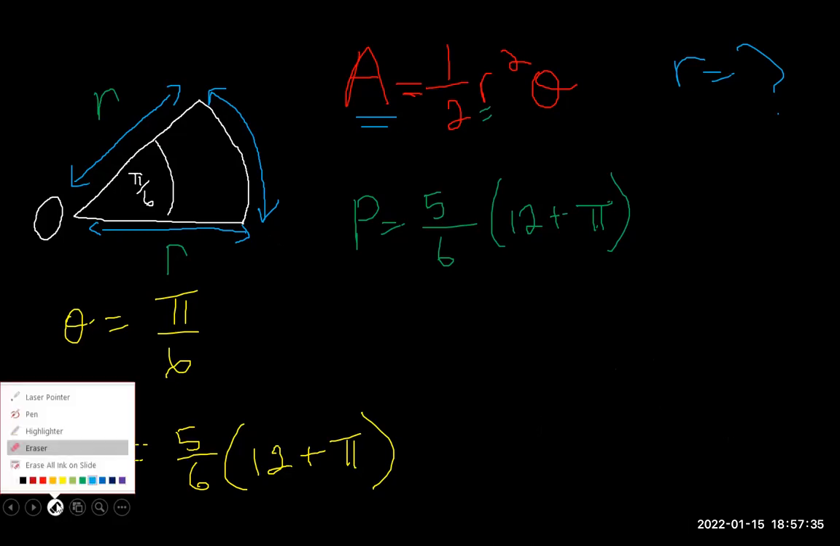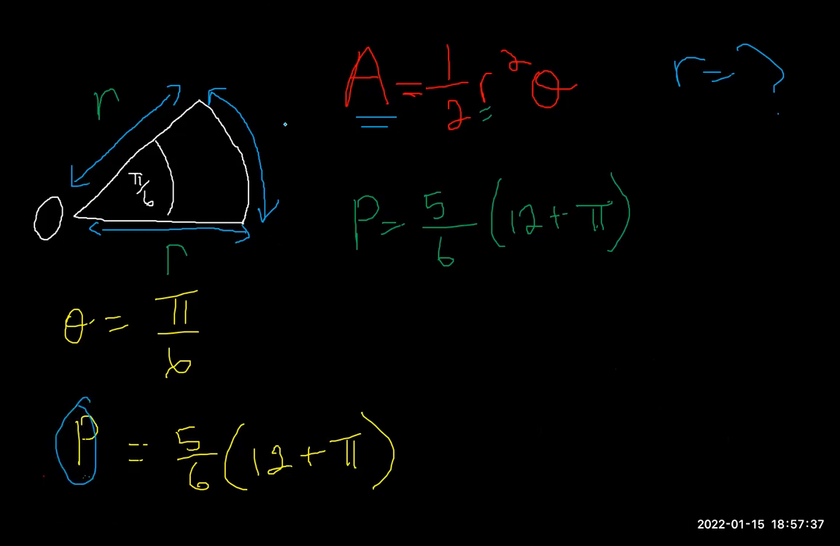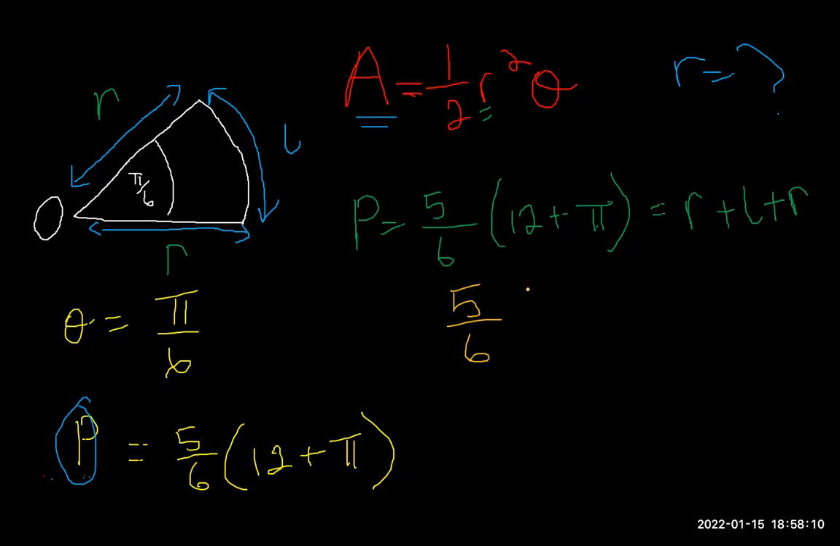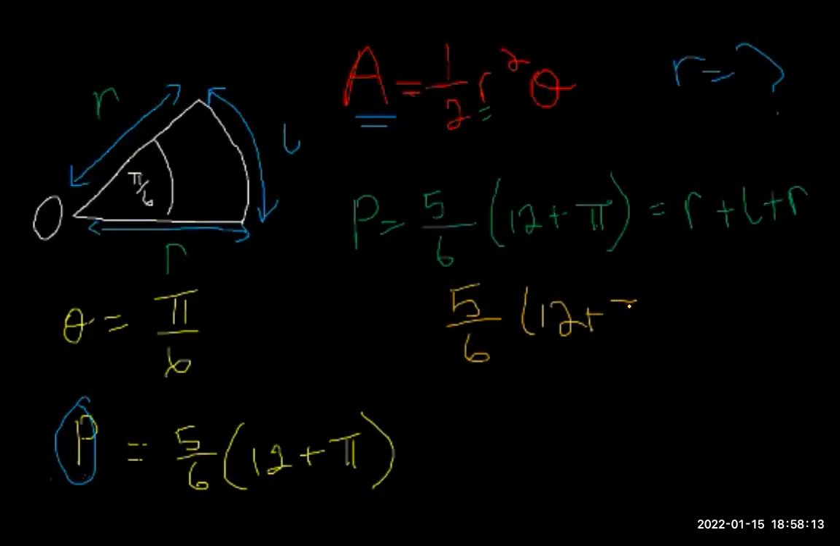We know that, right? So let me put L to represent the length of the arc. To find the perimeter, we need the sum of R plus L plus R. So let me write that: R plus L plus R. That's the definition of perimeter, right? Everybody following so far? Yes, miss. All right. 5 on 6 by 12 plus pi, that's my perimeter.